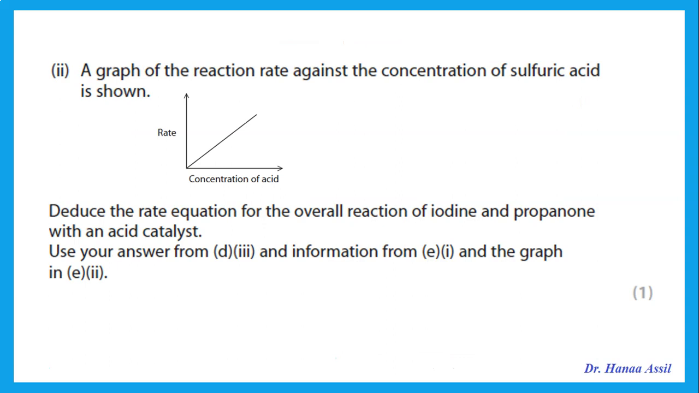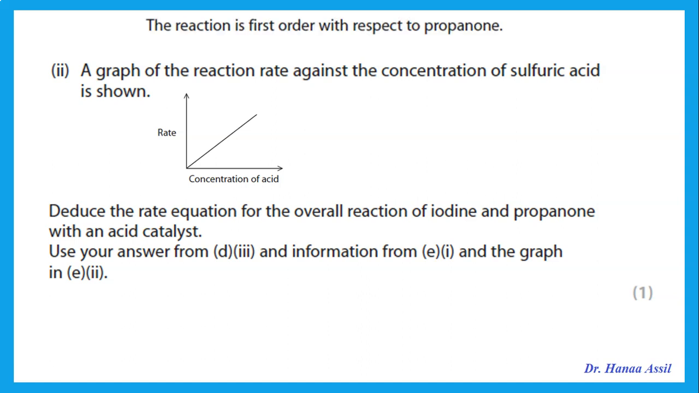Then he says a graph of the reaction rate against concentration of acid. So we've already talked about iodine. We said it is zero order. Acid, now he's giving me this graph and he's saying deduce the rate equation for the overall reaction of iodine and propanone with the acid catalyst. So what information do we know so far?